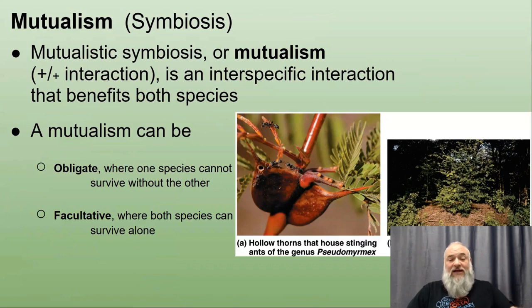And mutualism can be obligate, where they need each other to survive. One can't make it without the other one. They're obligated to survive together. They've co-evolved so closely that they have to be together. Or facultative, where both species can survive alone, but they derive a benefit if they're working together.